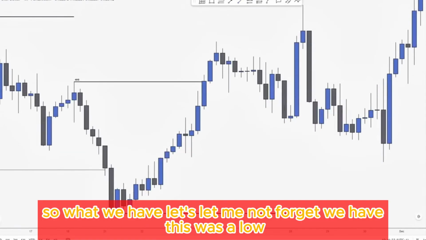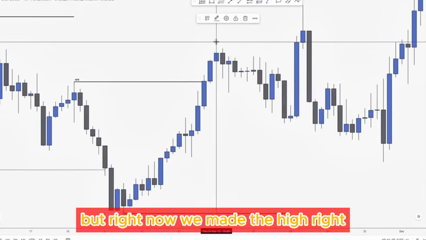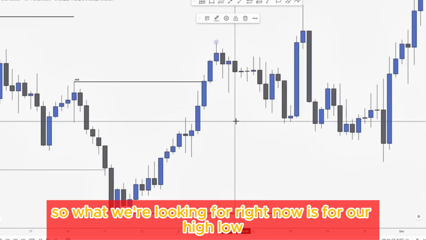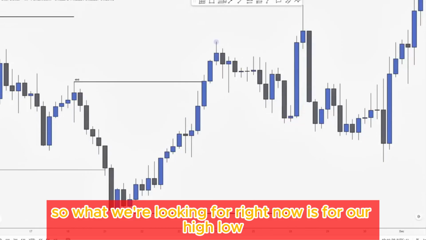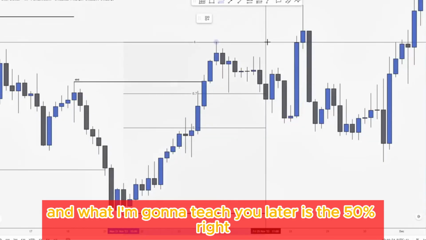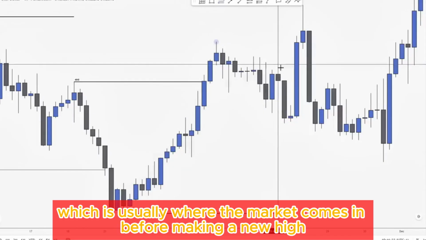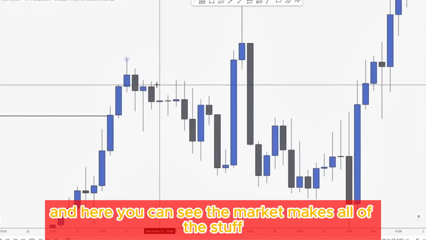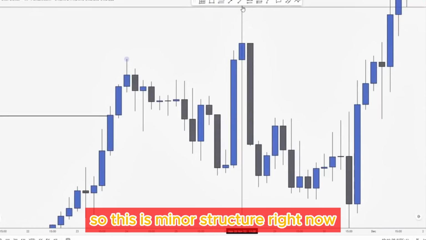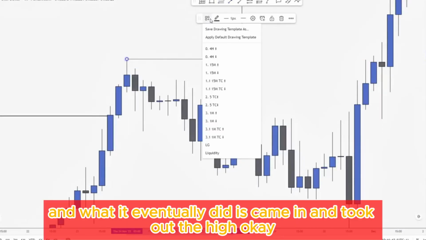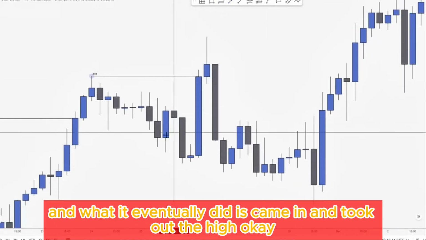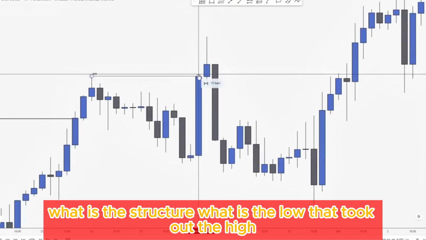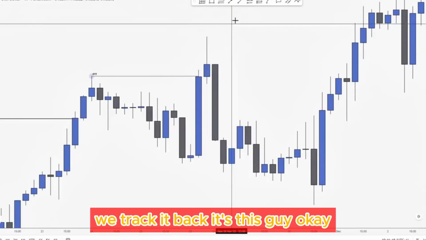So what we have, let me not forget, so yeah, this was a low, but right now we made the high, right? So what we're looking for right now is our hard low. And what I'm going to teach you later is the 50%, right? Which is usually where the market comes in before making a new high. And here you can see the market makes all of this stuff, so this is minor structure right now, and what it eventually did is it came in and took out the high. Okay, what is the structure? What is the low that took out the high? We track it back. It's this guy.